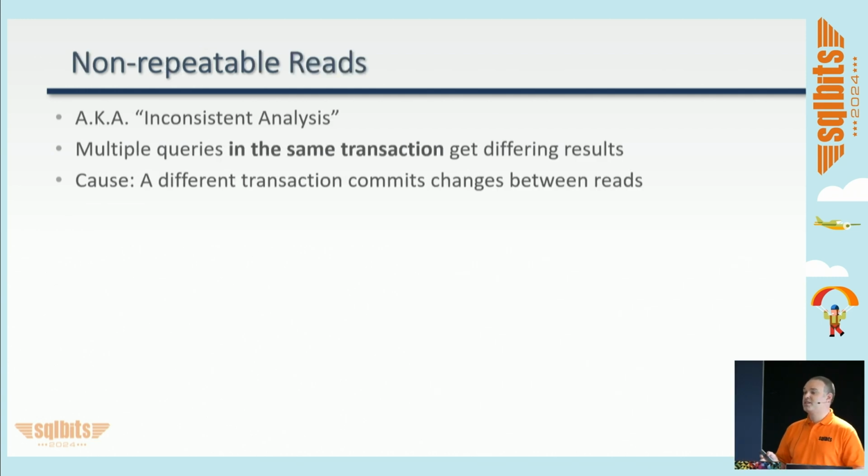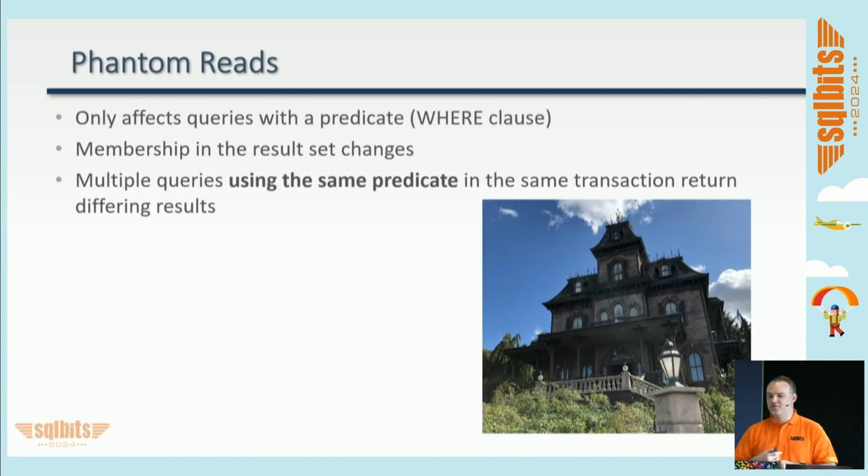Next are non-repeatable reads or inconsistent analysis. This is where you have multiple queries that are in the same transaction that end up getting different results. This is the result of a transaction from another process committing some changes between multiple reads that you're doing. The third is phantom reads, and this only affects queries with a predicate or a where clause. The idea is that the result set membership will change. So if you have multiple queries that use the same predicate in the same transaction, they can return differing results.